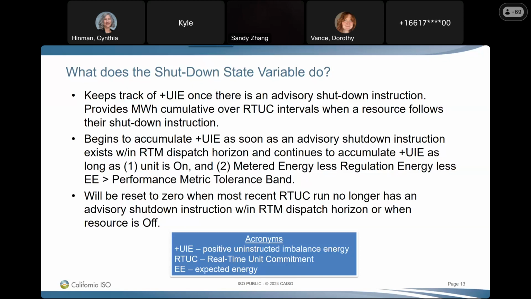And then it gets reset to 0 when the most recent real-time unit commitment run no longer has an advisory shutdown instruction within the real-time market dispatch horizon, or when the resource is off. So we've got the shutdown state variable that's keeping track of all the positive uninstructed imbalance energy, and it is also looking at the tolerance band as well.